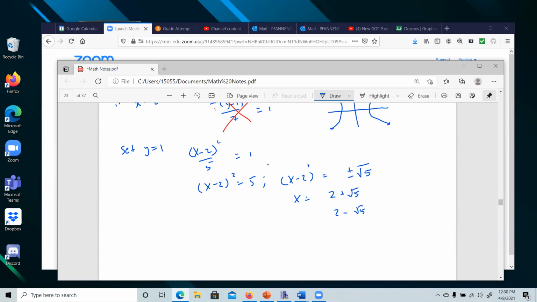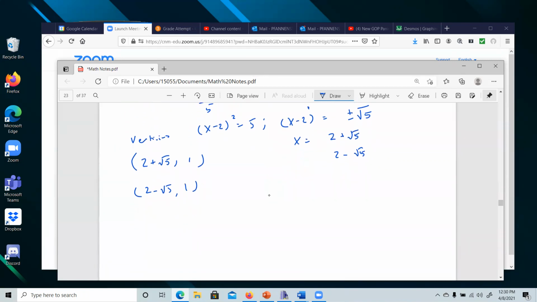So where are the vertices? The vertices are at 2 plus root 5, 1, and 2 minus root 5, 1. Okay, those are my vertices. Okay. Where are the foci? Well, remember, and again, I gave you this formula, so I'm not trying to make it harder than it needs to be, c squared is equal to a squared plus b squared.